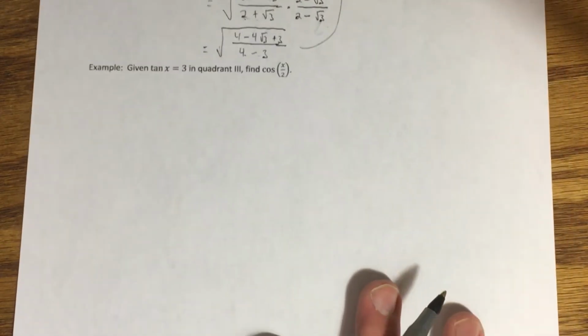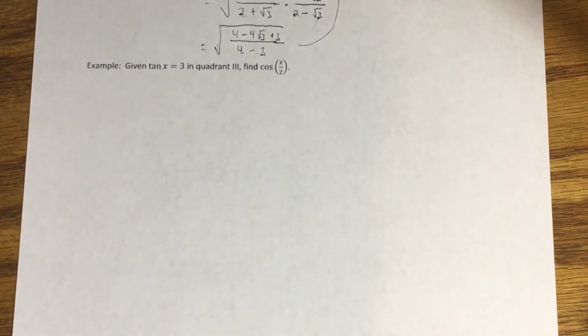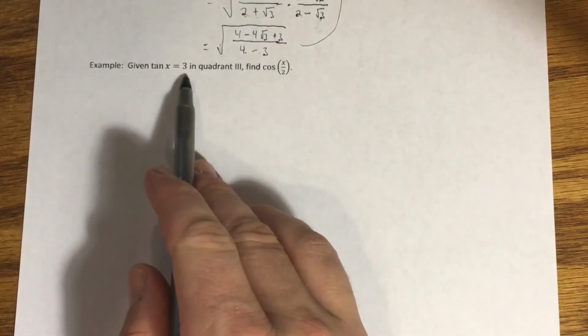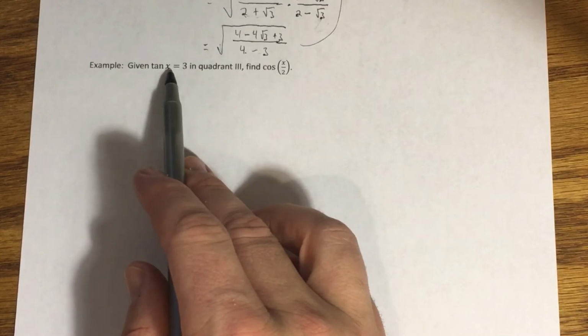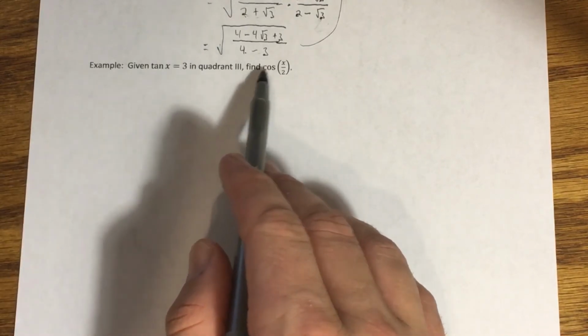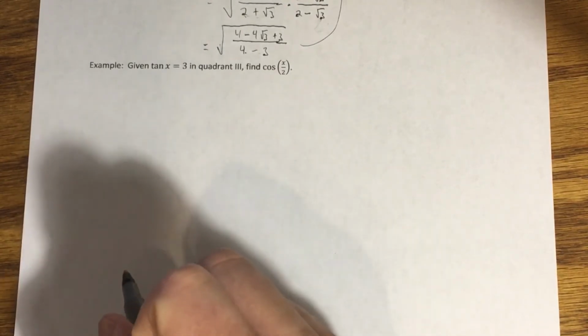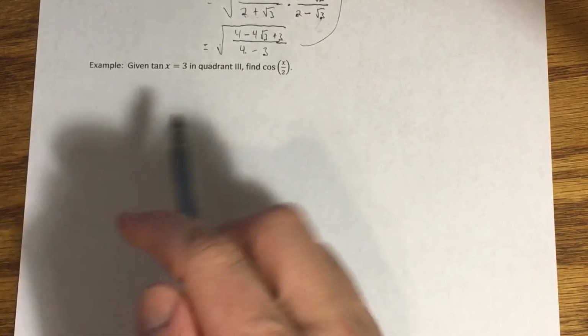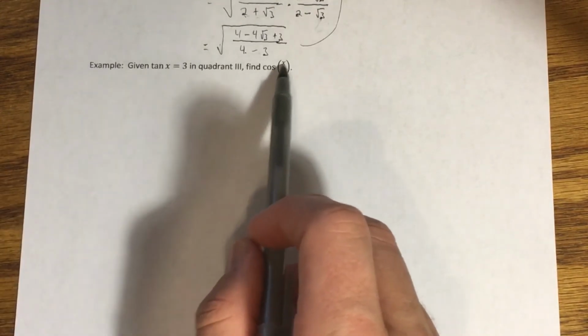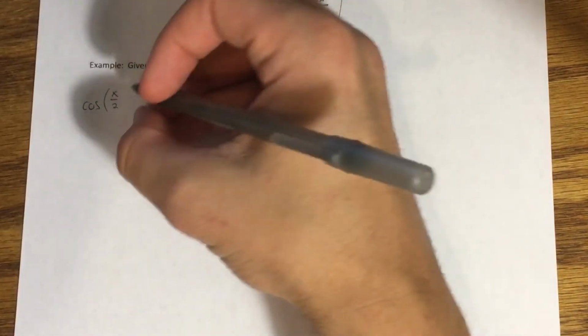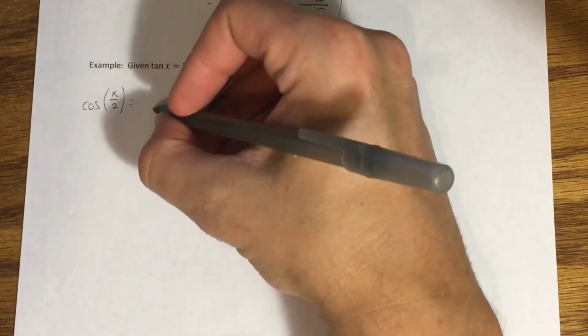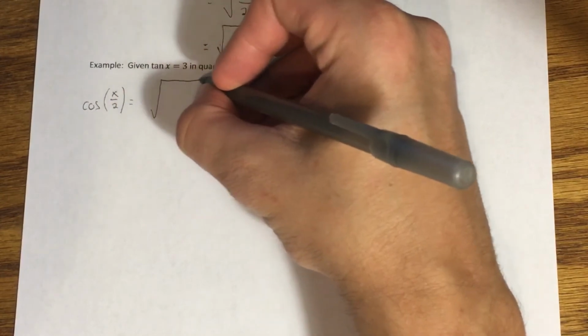One last example, then we can call it a day on this section. Given that tangent of x is equal to 3, and it says in quadrant 3, so specifically it means the angle x is in quadrant 3. We want to find cosine of x over 2. Okay, so how are we going to do that? For cosine of x over 2, we need a half-angle formula. Cosine of x over 2, we know, is equal to, again, plus or minus, but I'm going to hold off on putting that plus or minus for a second.